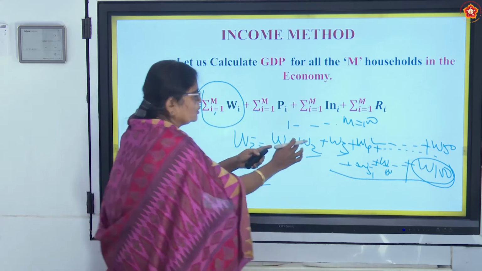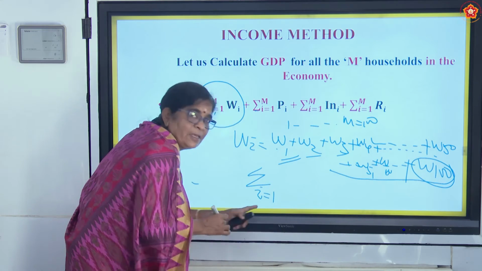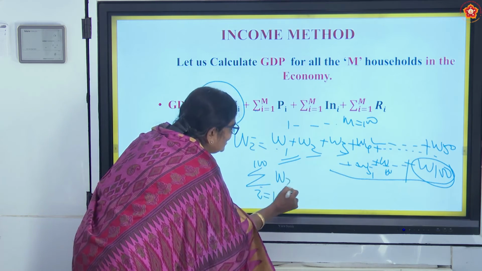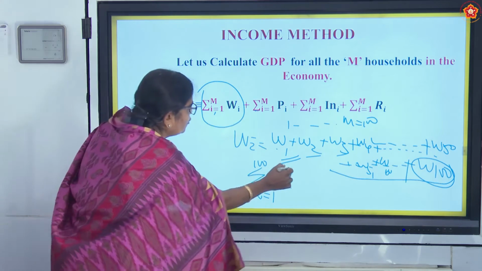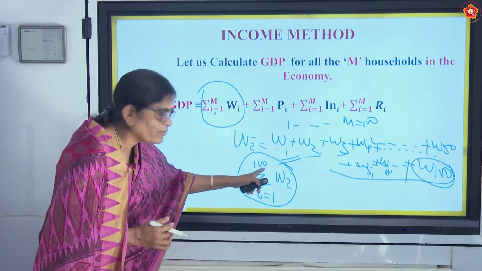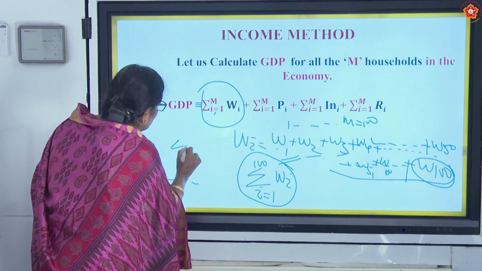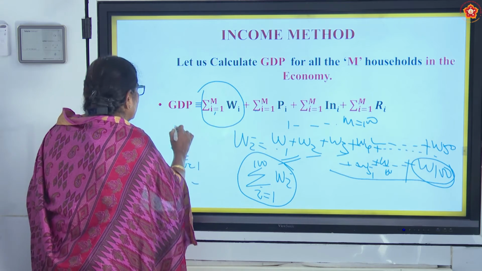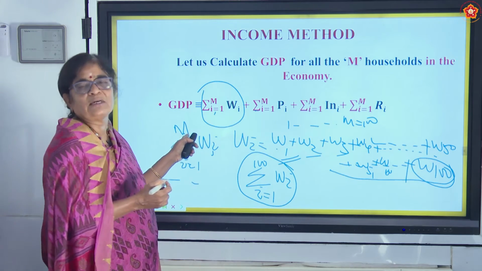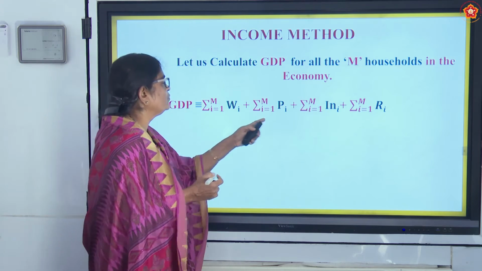Summation, because without writing individually, you will sum up. I varies from 1 to 100, WI. This is the formula for this expansion for the 100 households. But instead of 100, we refer to it as M. Therefore, what will you write? Summation of I is equal to 1 to M, WI. Here I can take any value based on the number of households. I hope you understood.